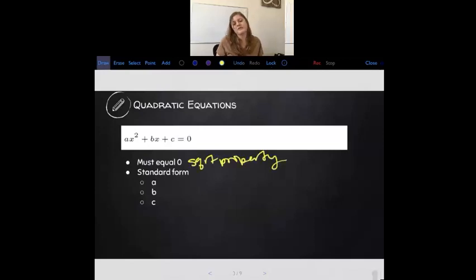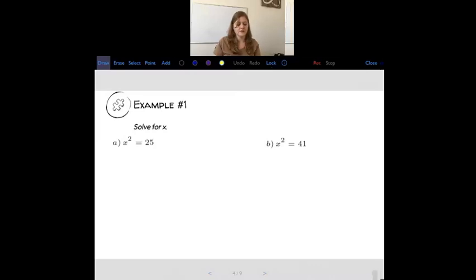Is an exception. And then a is in front of x squared, b is in front of x, and c is the constant. Example 1. So these are examples solving quadratic equations using the square root property. When you have x squared just equal to a number is when this property applies.